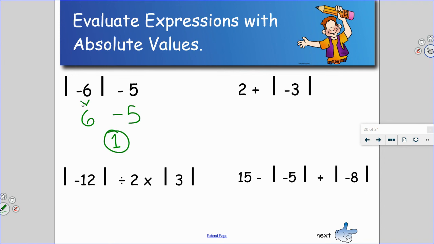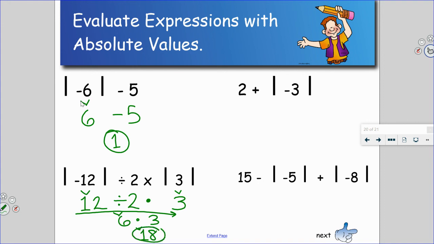I'm going to do the problem right underneath now, a little more complicated. Again, we must figure out what these absolute values are before we can do any multiplication, division, or any other computation. So the absolute value of -12 is 12. The absolute value of 3 is still 3. Now that we have taken care of those grouping symbols, if you will, those absolute values, now we know multiply and divide are equally strong. So we're going to go left to right here. 12 divided by 2 is 6, and 6 times 3 is naturally 18. Sorry, I'm getting to the bottom of the screen.